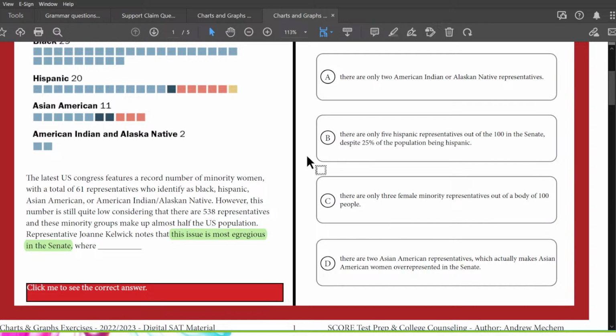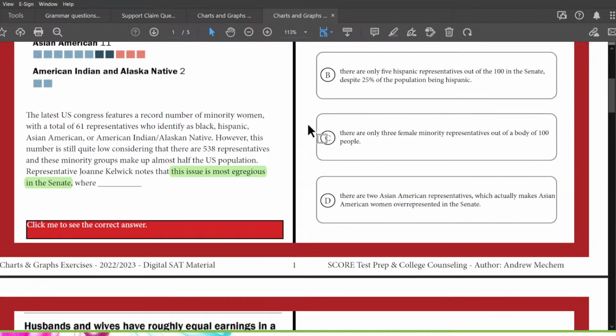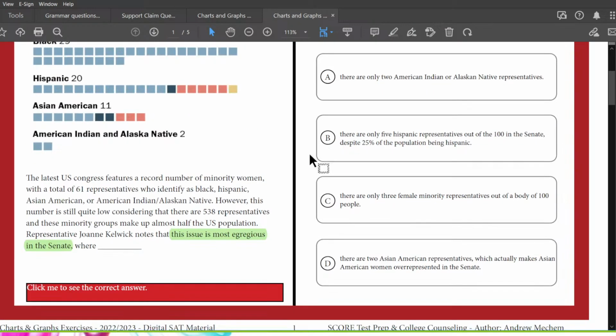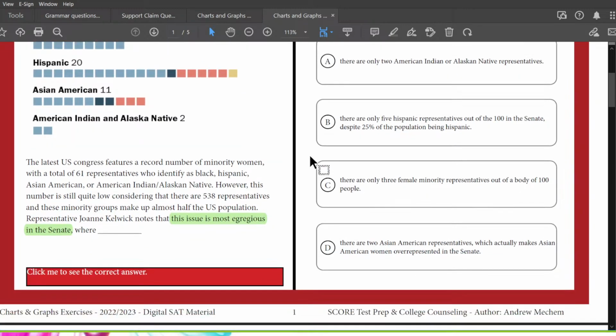Yes, Nicolas. Where do you get the data of 100 people? That is implied by the fact that it's the Senate. Again, that might be a tidbit of American knowledge that you would know if you were taking this test. And I think it's good to keep that in mind.